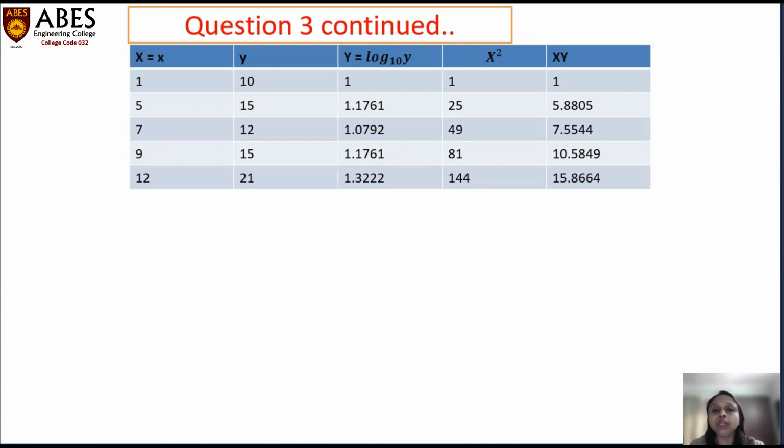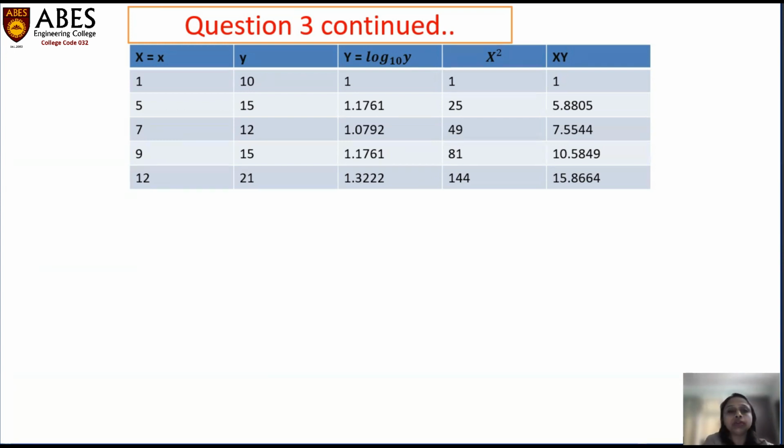I am finding the value of capital Y first, which is log to the base 10 y. From the calculator, you can calculate these values. These are the values of log to the base 10 y. Now, capital X square, which is the same as small x square. So these are the values, and then capital X into capital Y. Take the product. These are the values of capital X into Y.